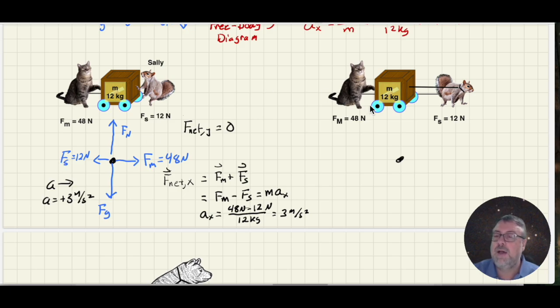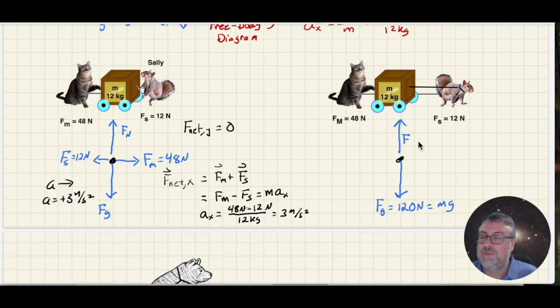Well, instead of opposing Max, Sally's helping out Max here. And so again, the force diagram would look something like this. I would have the force of gravity, which is equal to 120 newtons. Again, that equals mass times gravity. I'm using the approximate value of gravity equals 10. The normal force here, and I should say that this is minus 120 newtons down. The normal force is going to be equal to plus 120 newtons.